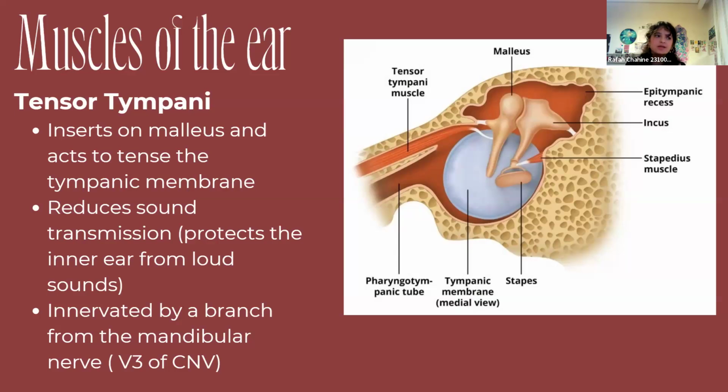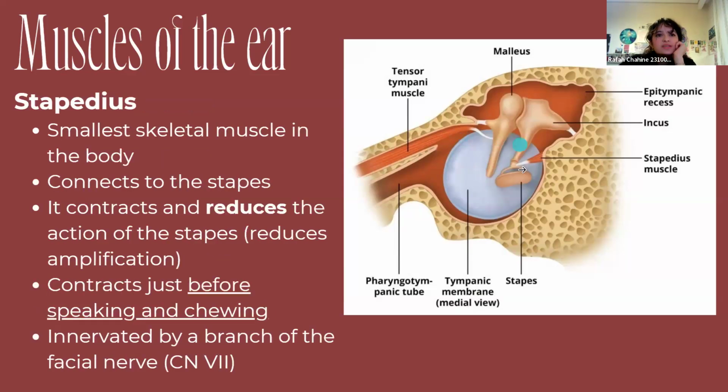So again, the tensor tympani attaches to the malleus. It usually contracts as a reflex to loud sounds, by the way. When it contracts, it will pull the malleus. The malleus will pull on the tympanic membrane, and that will allow for less vibrations to come from it, okay? And the tensor tympani is innervated by the mandibular nerve from the trigeminal, so the third division of the trigeminal, okay? Now for the stapedius, from the name, it is attached to the stapes.